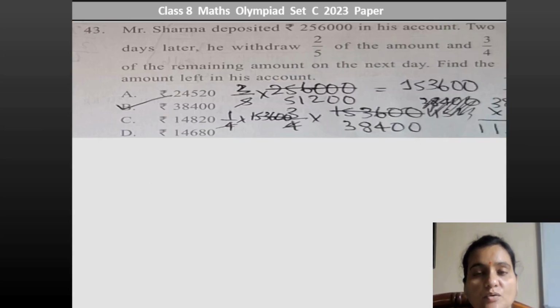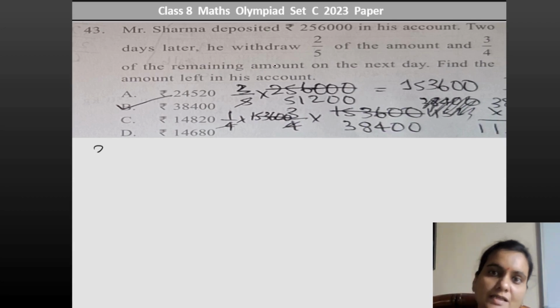Mr. Sarma deposited 2,56,000 in his account. 2 days later, he withdrew 2 by 5 of the amount and 3 by 4 of the remaining amount on the next day. Find the amount left in his account. Very easy. It's from fractions, I think. So 2 by 5 he has removed from his account. The amount left in his account after he removes 2 by 5 on the first day is definitely 3 by 5.